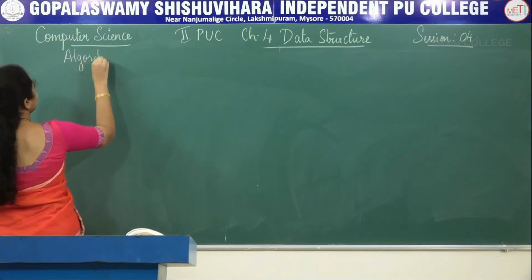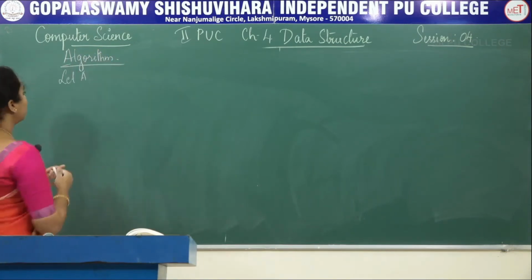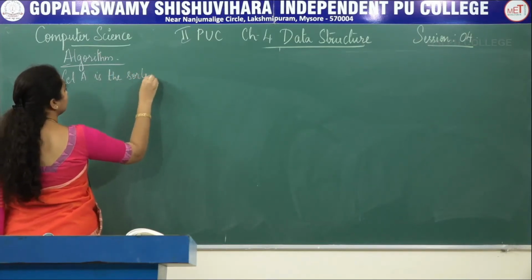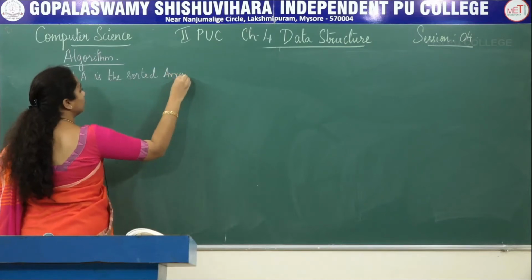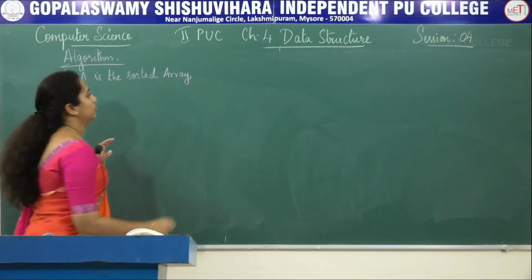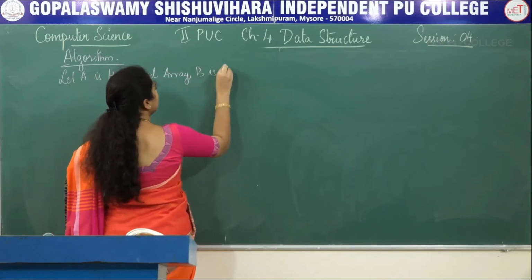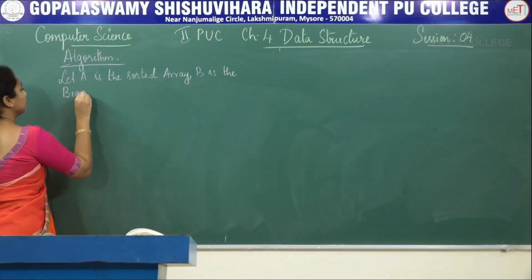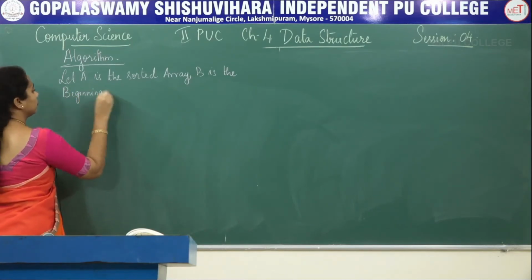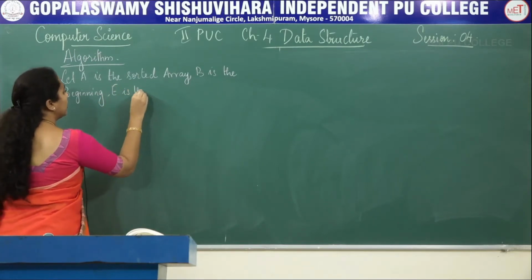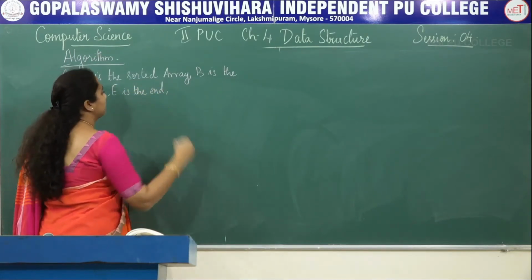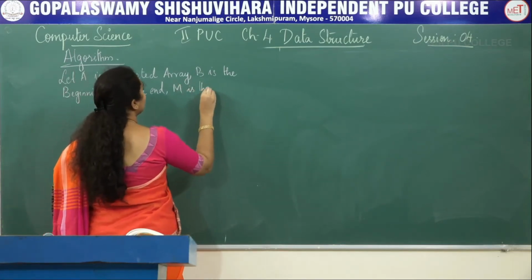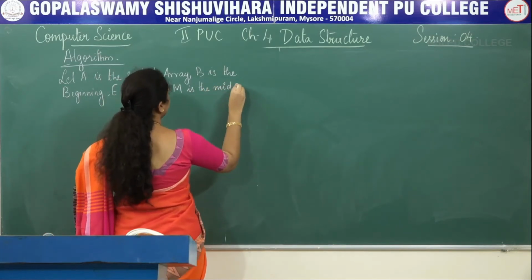Algorithm. Let A be the sorted array, B the beginning, E the end position, and M the middle position.